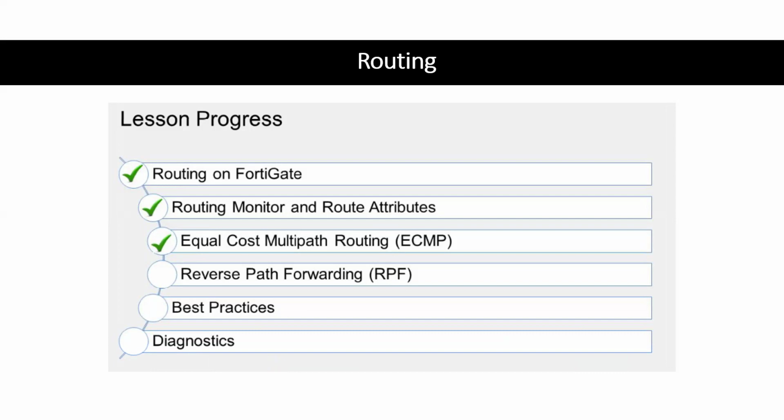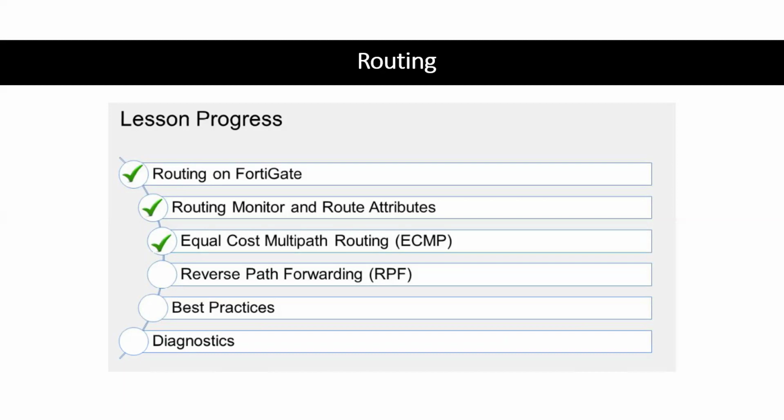All right. So section review. So first question, what is the default ECMP method on a FortiGate? Is it A, weighted, right? Or is it B, source IP? Can you say that one more time? So what is the default ECMP method on a FortiGate? Is it A, weighted, or is it B, source IP? Source IP. Okay, good job.